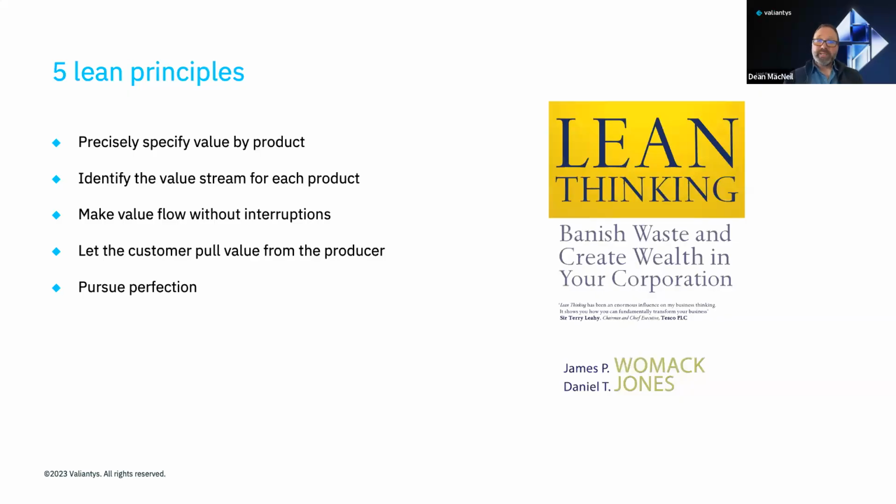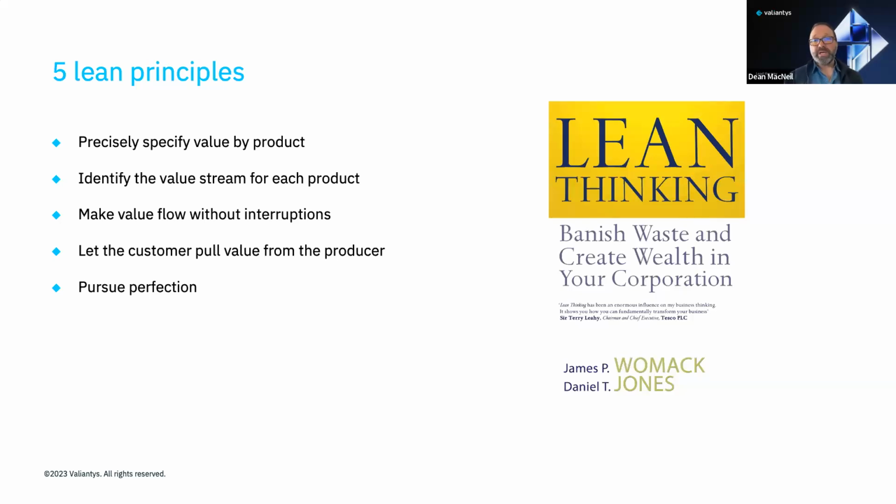Speaking of which, Womack and Jones discuss 5 lean principles in that book. Specify value, which can be defined only by the ultimate customer. Identify the value stream, that is, all the actions needed to bring a product to the customer. Make those value-creating steps flow. Let the customer pull the product from you. So you sell one, you make one. And lastly, pursue perfection. There's no end to the process of reducing time, space, cost, and mistakes.